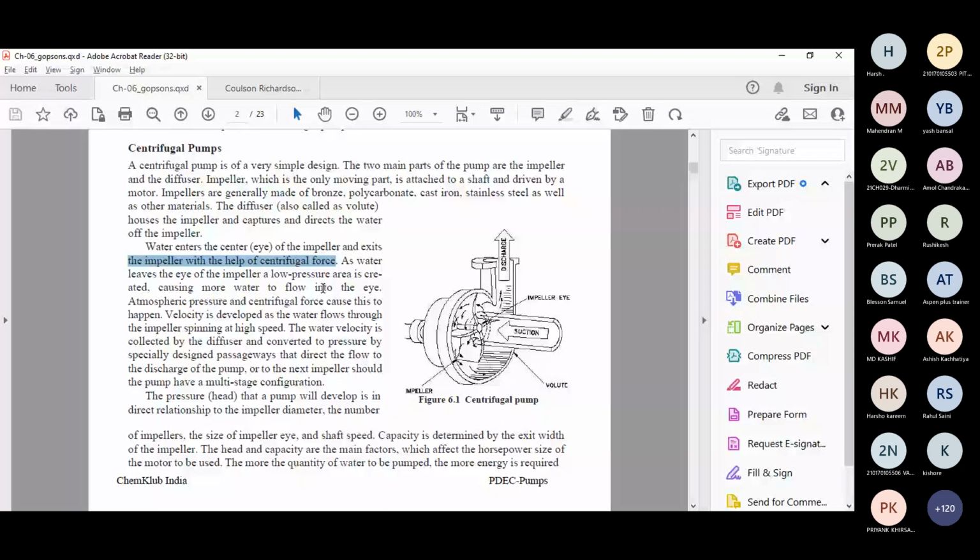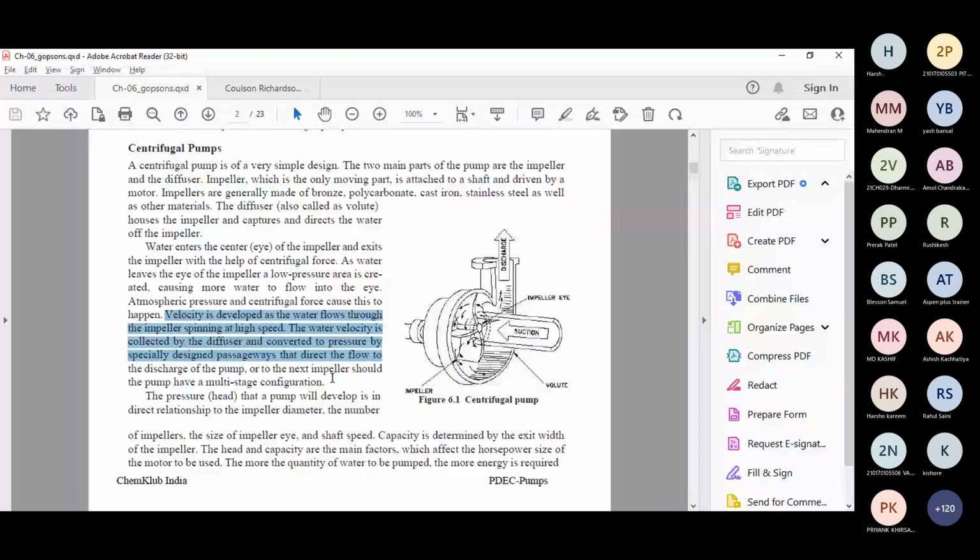Once this velocity is developed, as the water flows through the impeller spinning at high speed, the water velocity is collected by the diffuser and converted to pressure by a specifically designed passageway. So your velocity gets converted into pressure energy in the discharge line. You will see that in the discharge line the pipeline size will be smaller. So basically we increase the pressure of the fluid in the discharge, correct?